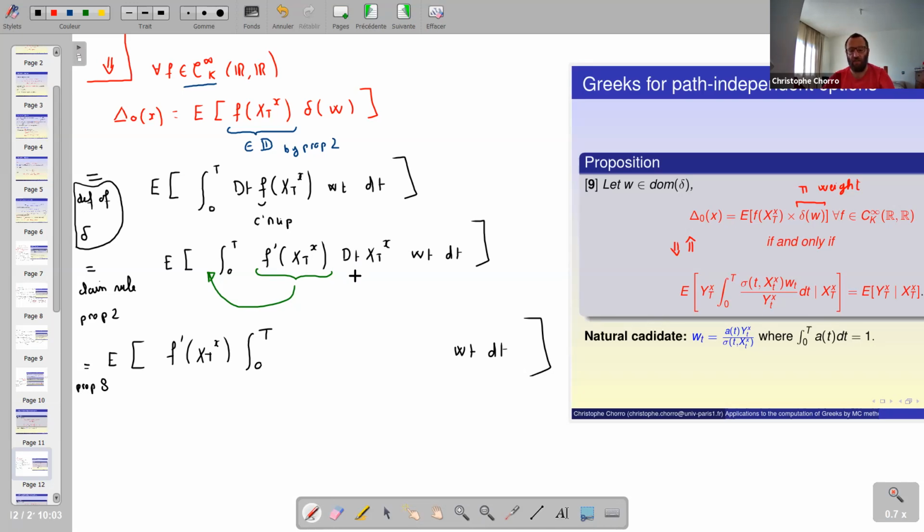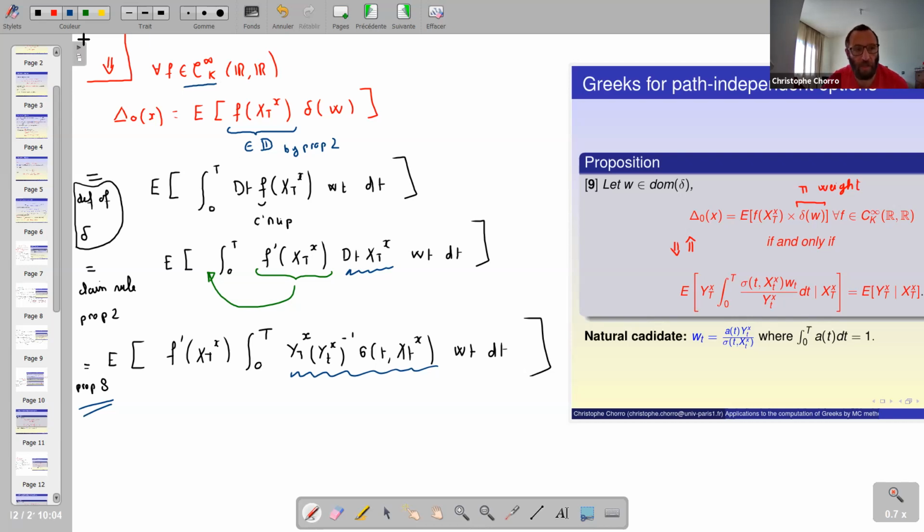I have the fact that D_t of X_T is equal to Y_T(x) Y_t(x)^{-1} sigma(t, X_t(x)). And I don't have the indicator function because I know that small t belongs to [0, T], so small t is always less than capital T. So here I use that this one is equal to this one by proposition 8. So I have this one.